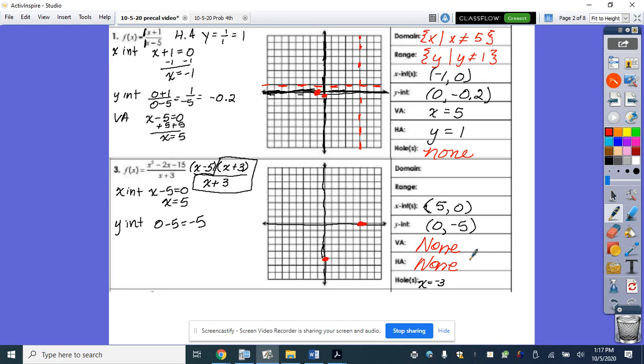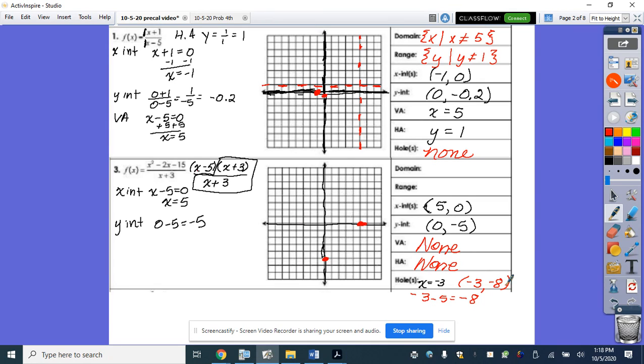All right, the other thing I need to do is to find the y-coordinate of this hole. I now need to plug in negative 3 over here. So I'm going to say negative 3 minus 5 is going to give me negative 8. So my point where my hole is, is negative 3, negative 8.